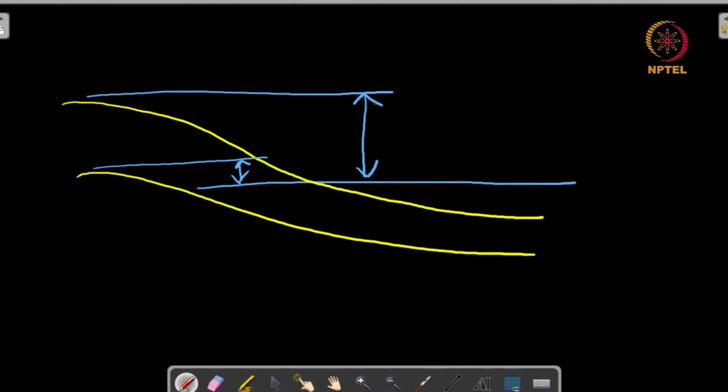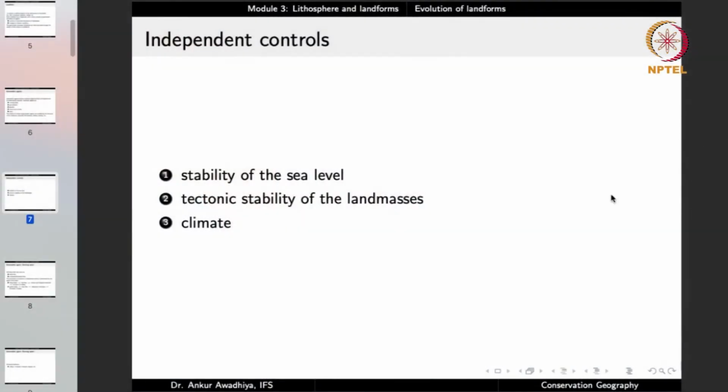So here again, even though the sea level remains at the same level, because the whole landmass has been uplifted, the relief increases. With more relief, we have water that moves with a much greater amount of energy, and so the amount of erosion also increases. So this is another independent control.